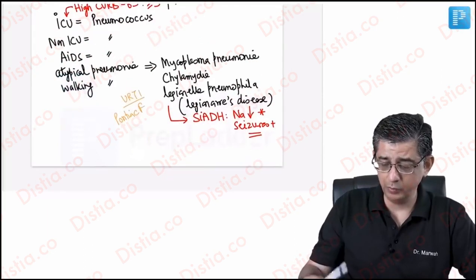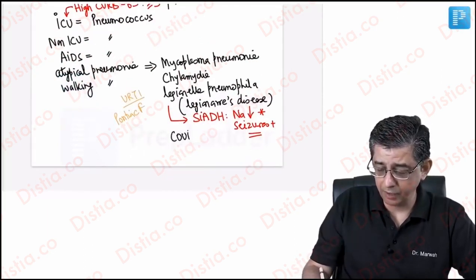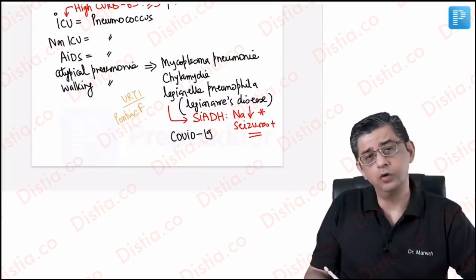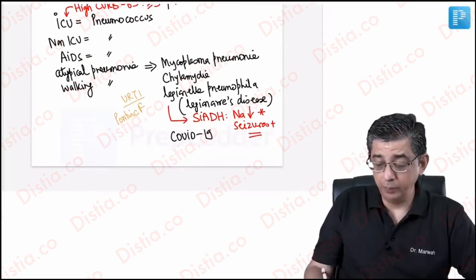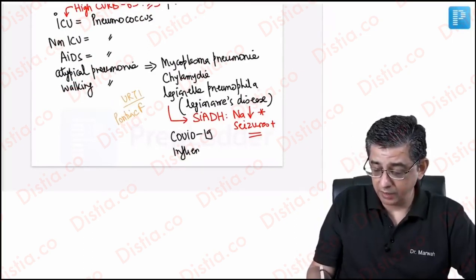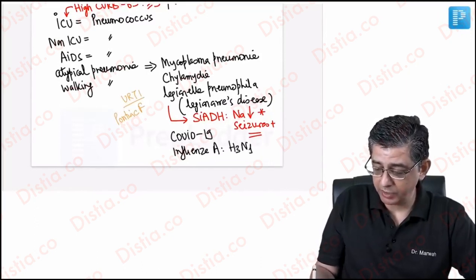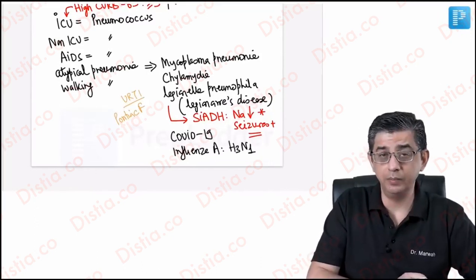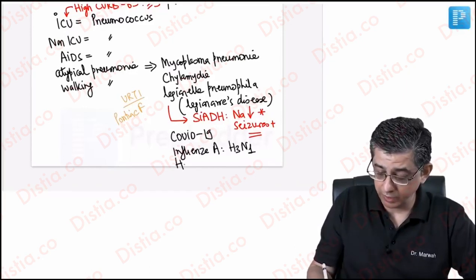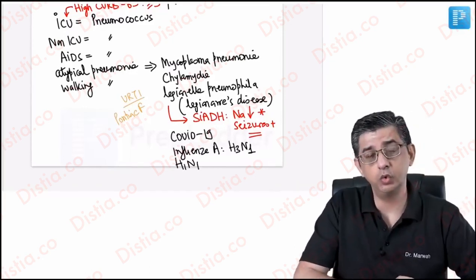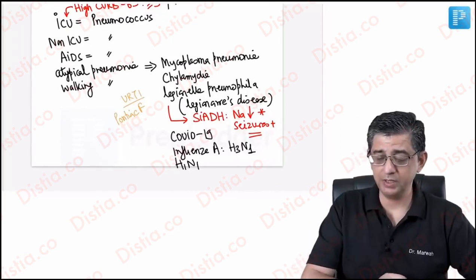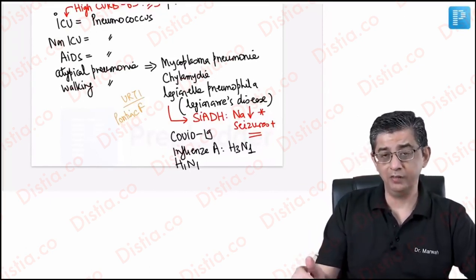I can also at this moment jot down viral pneumonias. So obviously COVID-19 would fit the bill. Then would be influenza A. This would definitely respond to amantadine. This would be H3N1. Then we also had bird flu and swine flu, which very well would be responding to oseltamivir. So the message here is that viral pneumonias are anyway to be considered.